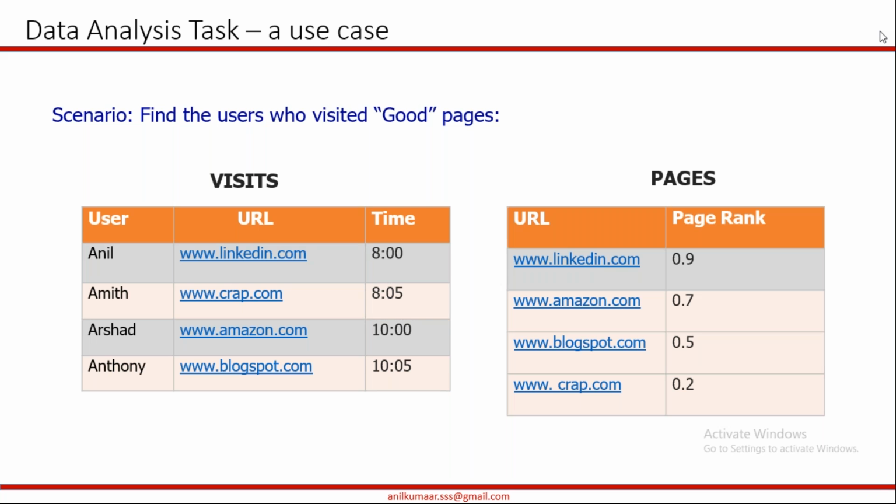Suppose I just want to find out the users who visited some good pages. Based on that, I can put some benchmark, like I can take the average page rank and set an average page rank, and based on that I can define whether a particular user visited a good page or a bad page. That's what I can do.